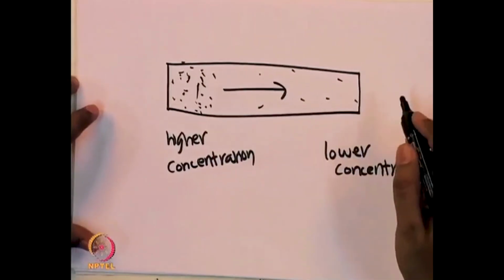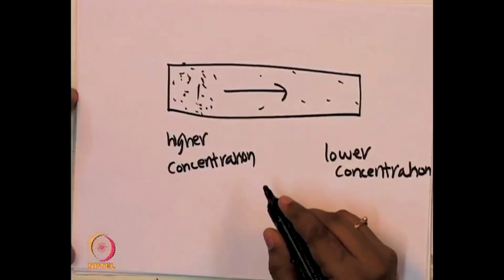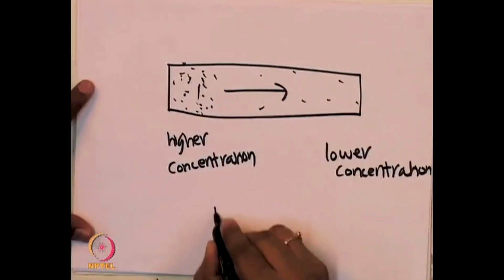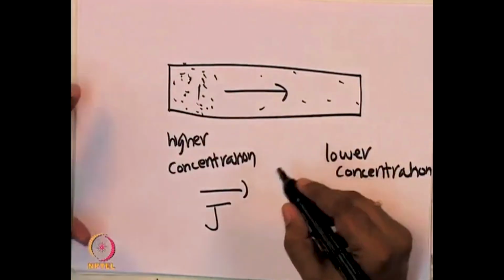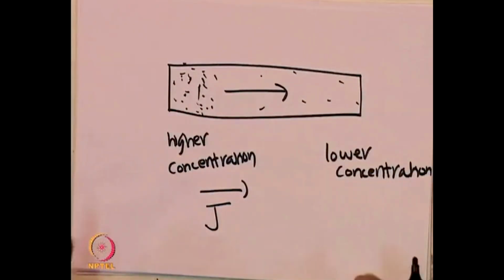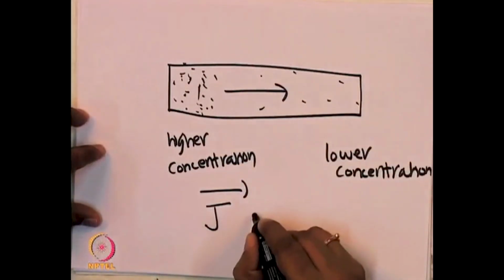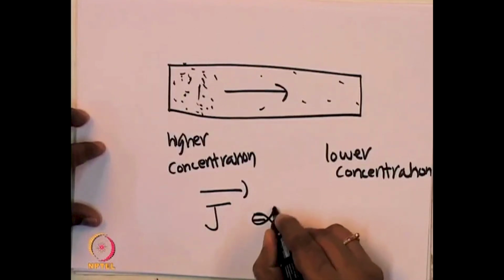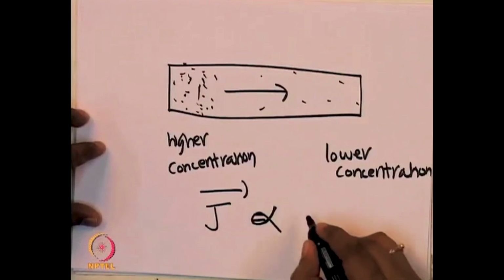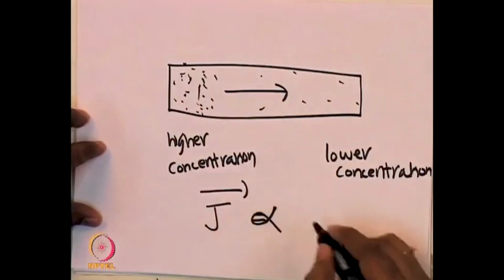The phenomenon that things flow from higher concentration to lower concentration can be written mathematically through an equation for J. Let us say J is the flow or the current. By current I do not mean electrical current; it is just a flow, and we call flow a current. This flow is proportional to the change in concentration. If there is a change in concentration, then there is a current.